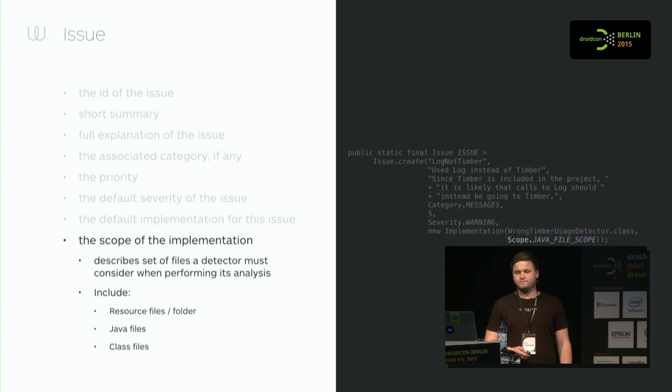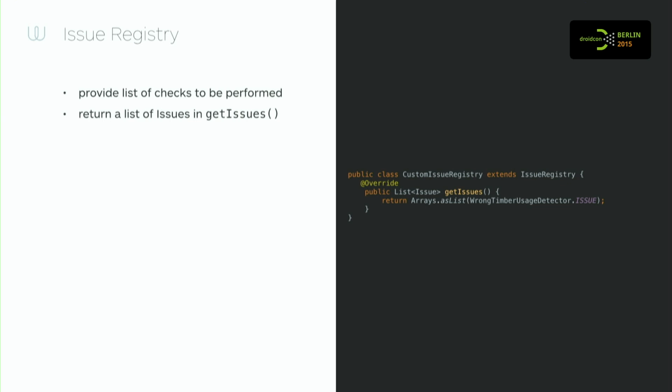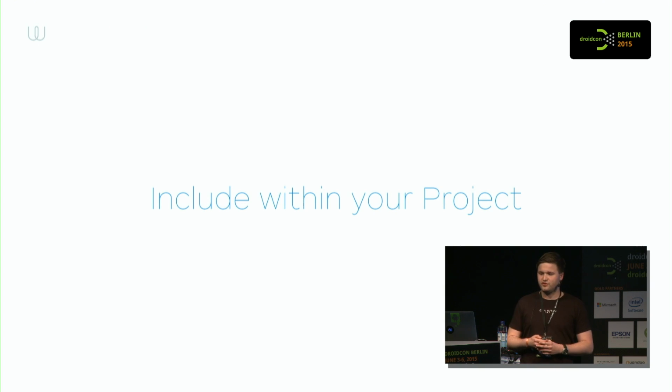And yeah, so now we have a detector and an issue. Now we need to register this somehow so that our Lint tool can find it. This happens in the issue registry. So you need to return a list of all your issues that you want to include. And yeah, basically that's it to have the custom check included. But how can you include this now in your project?